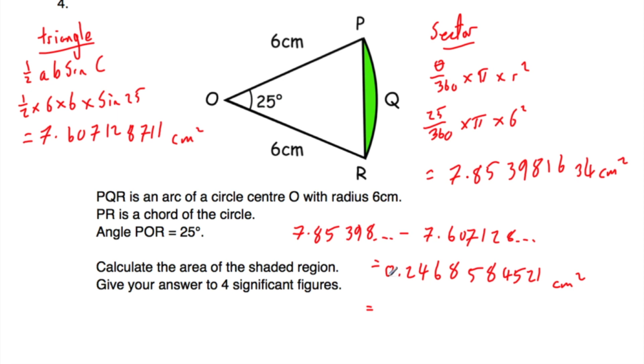Now because it's a 0 point number, the 0 is not going to be significant, so we're going to start looking at these digits being significant. So we've got 1, 2, 3, 4. So we want to round it to 4 significant figures. Now because the next digit, the 5th significant figure, is a 5, that means we're going to round up. So our answer would be 0.2469 centimeters squared. So the area of this segment will be 0.2469 centimeters squared.